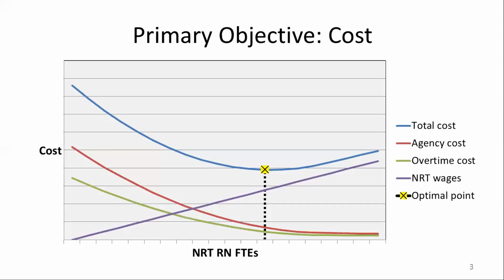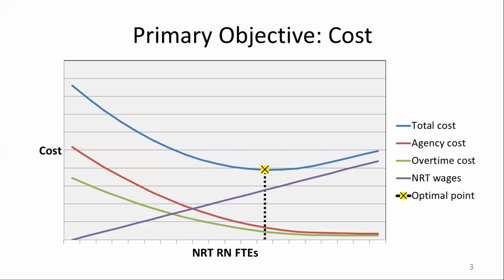This is a schematic diagram based on dummy data, which gives some of the intuition underlying the problem. On the x-axis of this plot are the total number of NRT nurse FTEs, and on the y-axis is cost. I'll go through each of the curves on the plot one by one. The purple line represents the amount of NRT wages, and this amount would increase linearly as the number of FTEs on the team increases. The red and green curves represent the total of agency costs and overtime costs respectively. We would expect these costs to decrease as the size of the NRT increases, because NRT nurses would be able to cover some of those shifts.